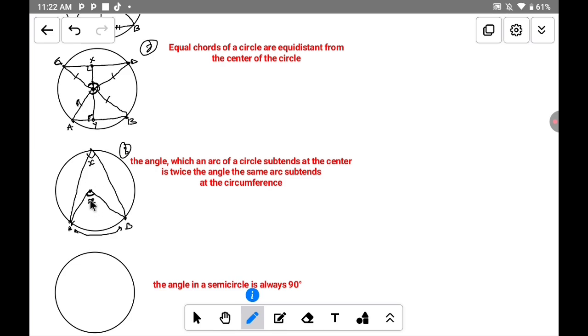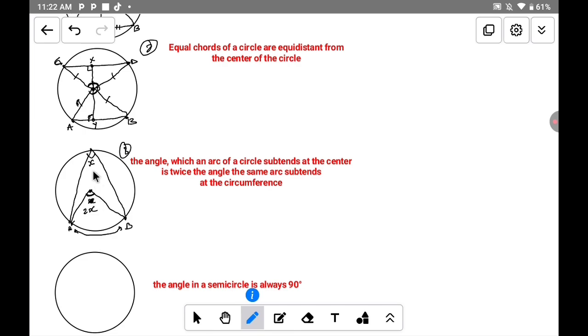It is twice the angle of this. And if this angle at the center is given, and we try to find the angle at the circumference, it will be half. The angle at this circumference here is half of the angle at the center here. Take note of that.